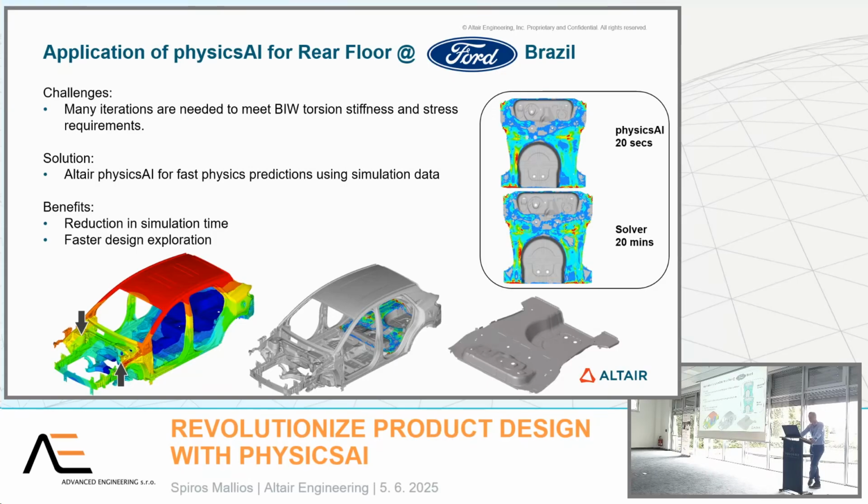benefit a lot in predicting the body-in-white torsion stiffness, basically from hours to seconds here. And as you can see, the contour results are pretty much matching between the two images. As you can imagine, Ford had lots of previous designs already stored in the database. They were in a structured format. We don't care. We can use it without any problem.